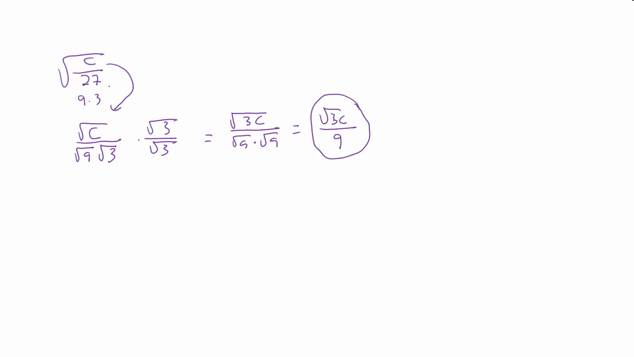Now here again, the key is we have to think about what is 27. Well, that's 9 times 3. And so if we break that apart, we have this. And this is just 3 square root of 3. So to get rid of the radicals in the denominator, we have to multiply by the square root of 3 over the square root of 3. And when we do that, we end up with a 9 on the denominator and the square root of 3c, the whole thing, in the numerator.